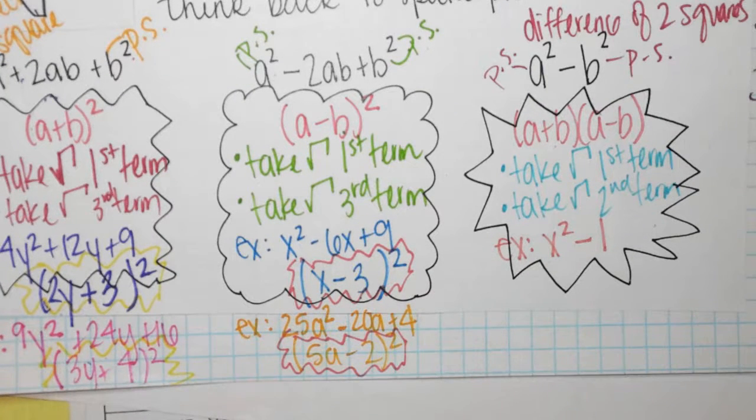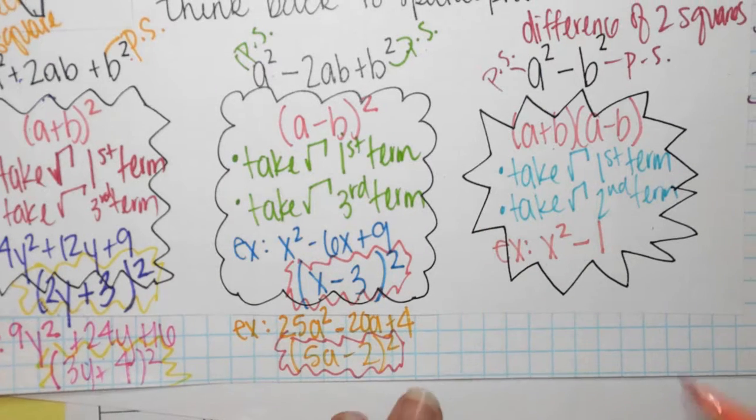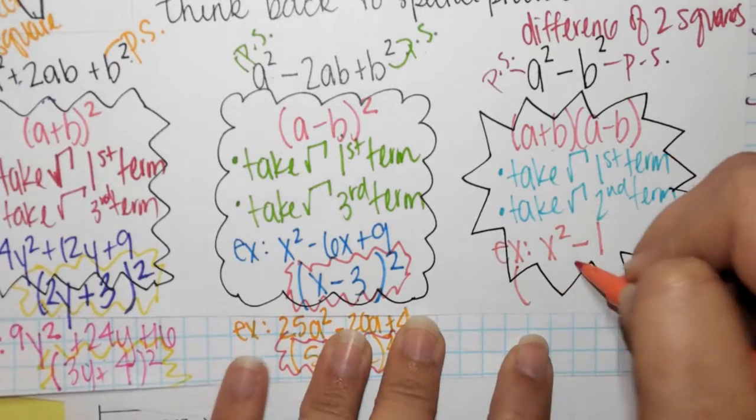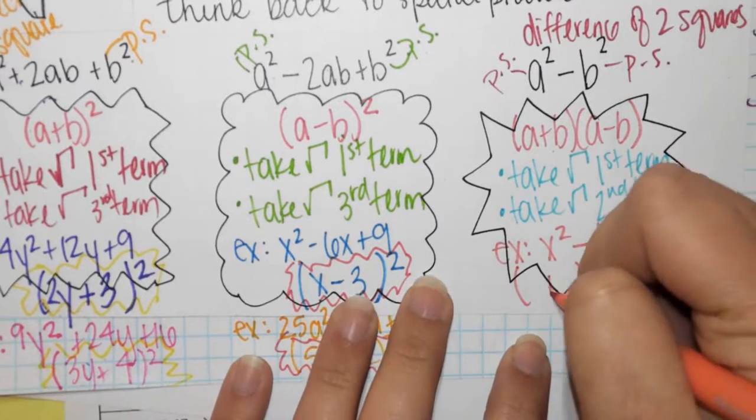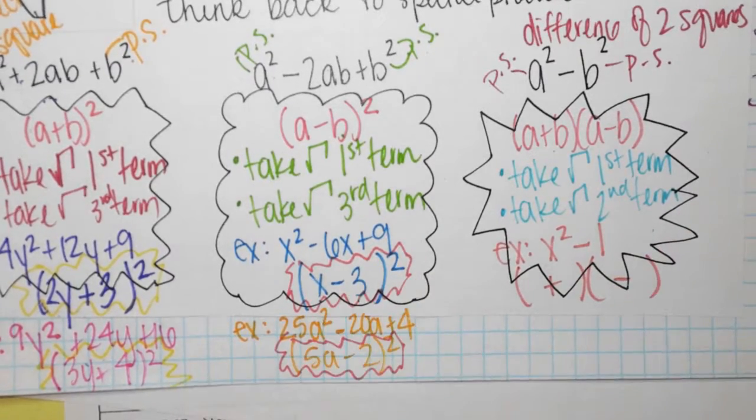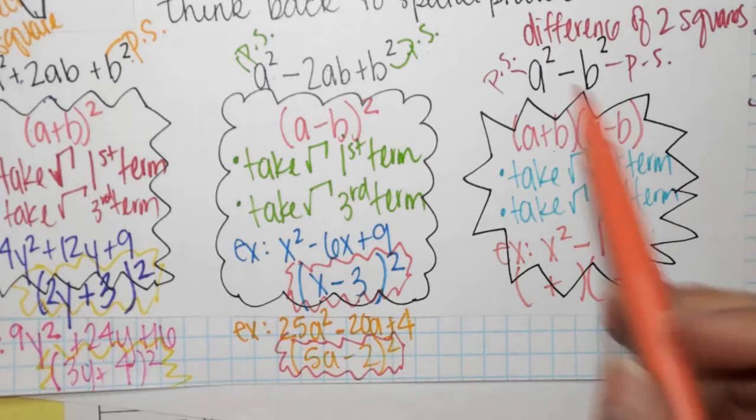So this example was in your maze. This problem of x squared minus 1 was in your maze. And this is how you factor it. You take the square root of the first term and then the square root of the second term, and you slap them in two different parentheses with a plus and a minus. Because a positive times a negative is a negative, and we need a negative in our answer.